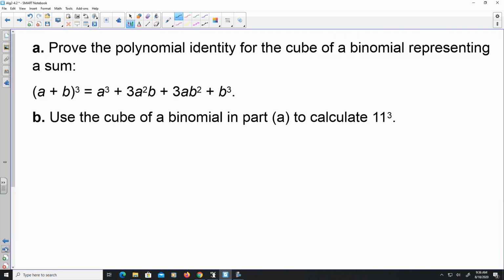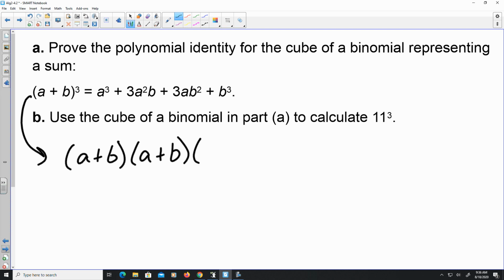So actually what we're going to do first in part A is prove the polynomial identity for the cube of a binomial representing the sum. So if we look at that, I'm going to expand a plus b quantity cubed. So it's actually going to be a plus b times the quantity a plus b times the quantity a plus b. So we expand that. First I'm just going to multiply these two binomials.